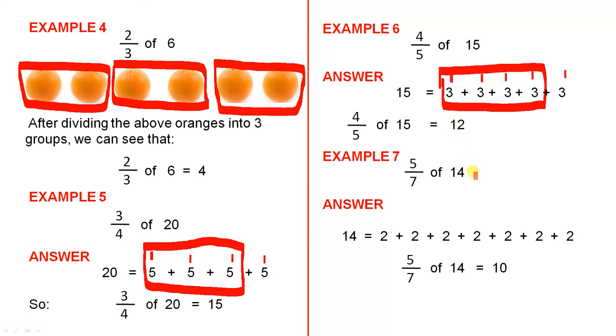Example 7. 5/7 of 14. We are told that we have 7 groups which make up 14. So here are the 7 groups. There they are there. We are only interested in 5 of those groups. So here are the 5 groups. Let's have a look. 2, 4, 6, 8, 10. So 5/7 of 14 equals 10.